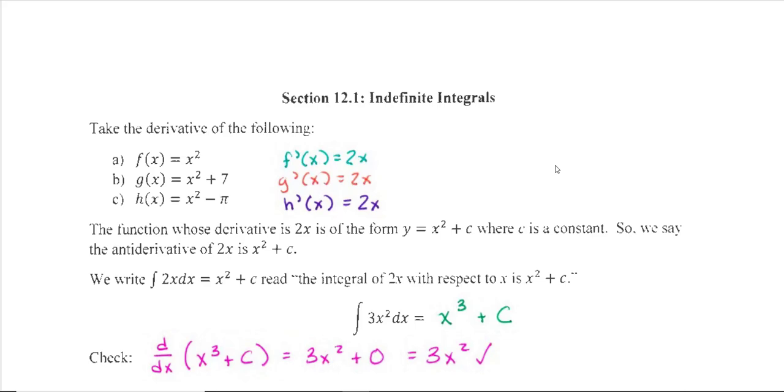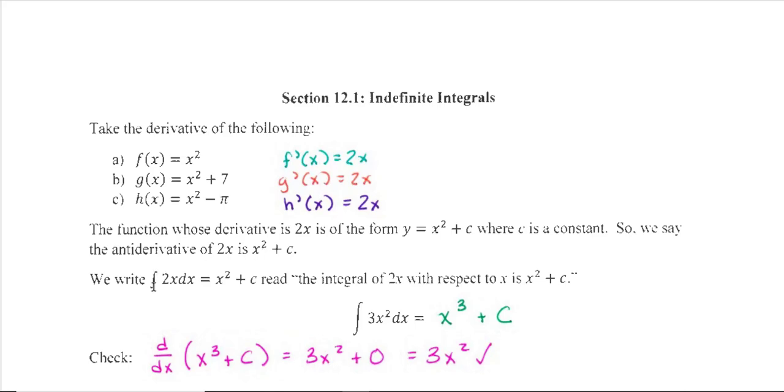When you're looking for an antiderivative, you're looking for the function whose derivative is what you're looking at. So for the antiderivative of 2x, I'm looking for the function whose derivative is 2x, and that's going to be something of the form x squared plus c. Antiderivatives are really important, and so special that they have their own notation.